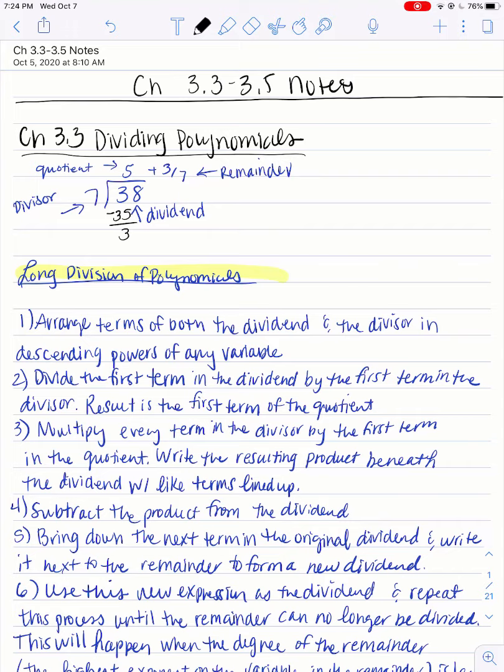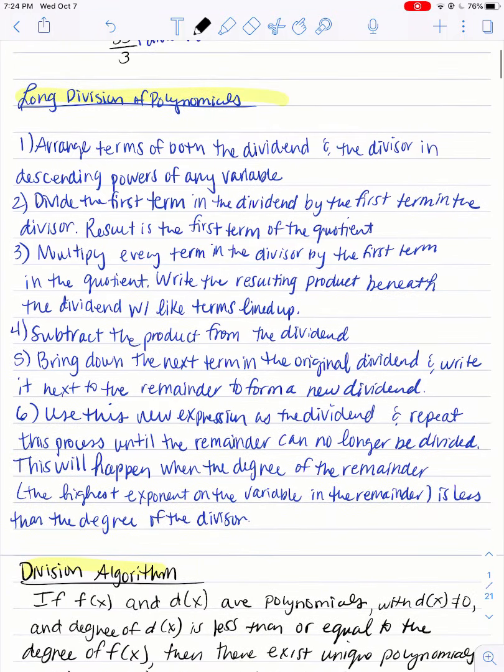So we have a process for going through long division of polynomials, something a little bit different than when we're just dividing numbers. We want to arrange the terms of both the dividend and the divisor in descending powers of any variable, meaning that if our polynomial was 3x cubed plus x to the fourth plus x, we would arrange it so our powers are descending. So I would put the 4 first, then the 3, then fill in the blank, and then my x. This is just filling in the missing power.